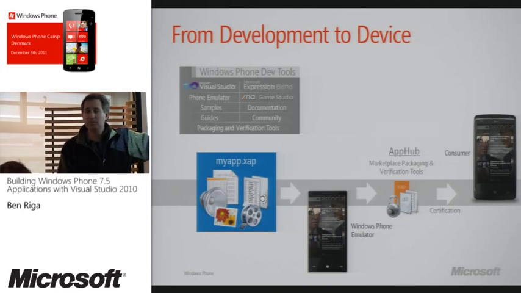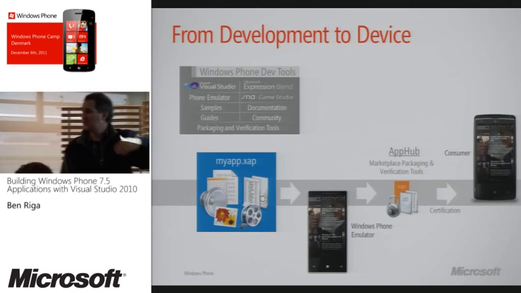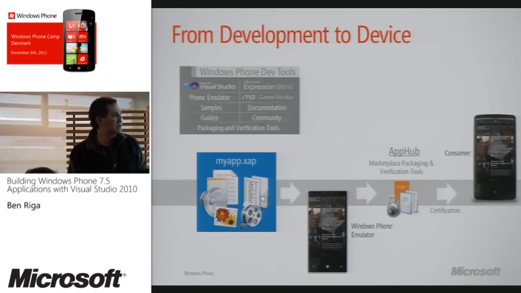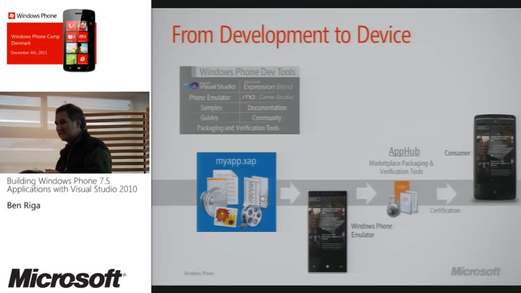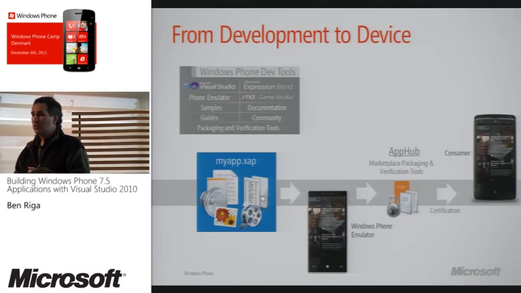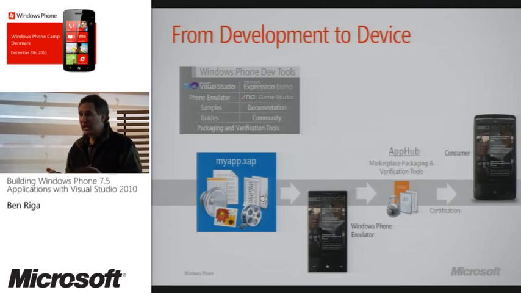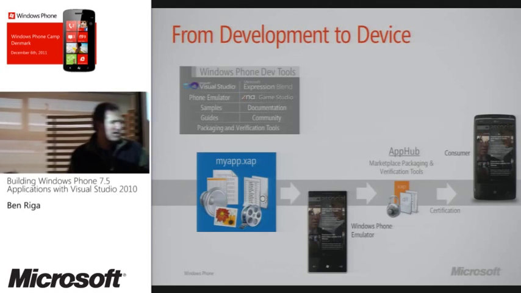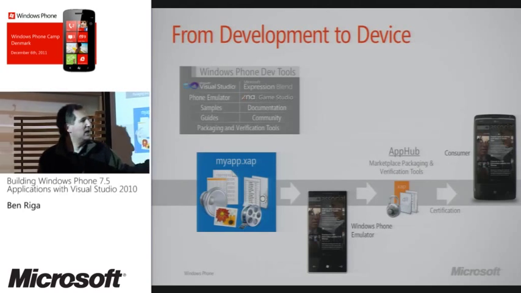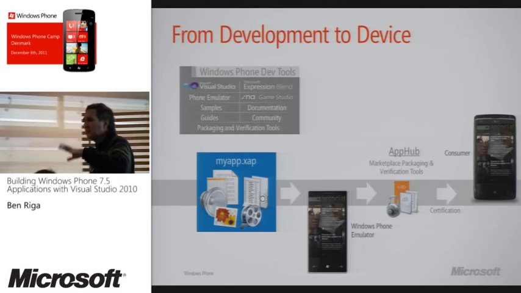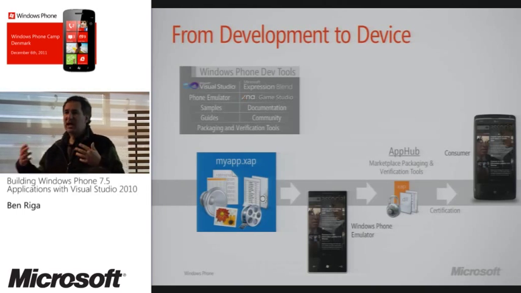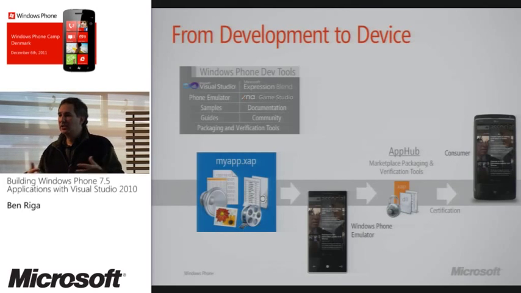That XAP file can be pushed to the emulator for testing and for debugging and all of that good stuff in development. You can also, when you're in development, sideload that application to a device, and we encourage that for testing and so on. Once it's done, you submit it to what we refer to as App Hub. And App Hub is that portal service in the cloud where we maintain the marketplace.